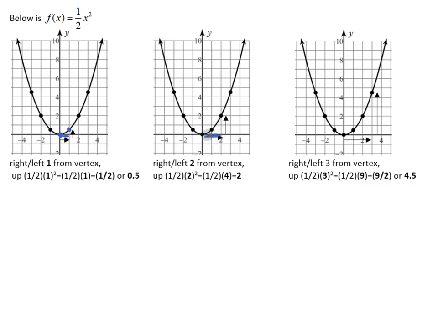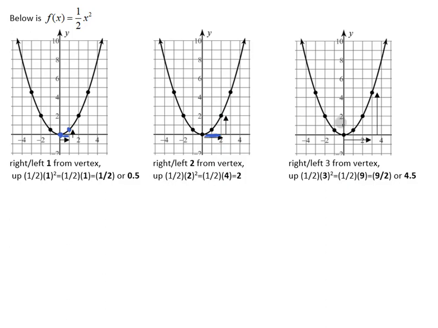Okay, if I go left or right 2, 2 squared would normally give us 4. So on my normal parabola, we'd be going up 4 units. We'd be up here. But as you can tell, we're only going up half that vertical distance. We only go up or down 2.